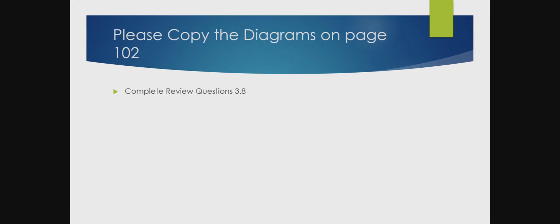So if you get a chance, please copy down the diagrams on page 102 and then complete the review questions 3.8 that cover the two topics that we've covered in the last two PowerPoint slides, just to make sure you guys are understanding what's going on. Next lesson, we might look at some real life examples like COVID-19 and how it impacts supply and demand.